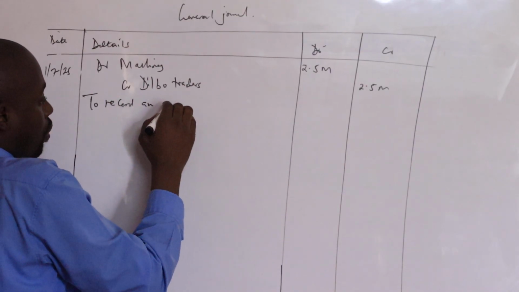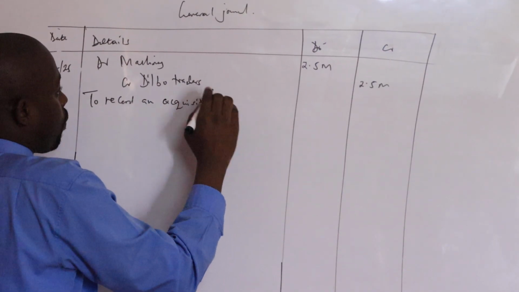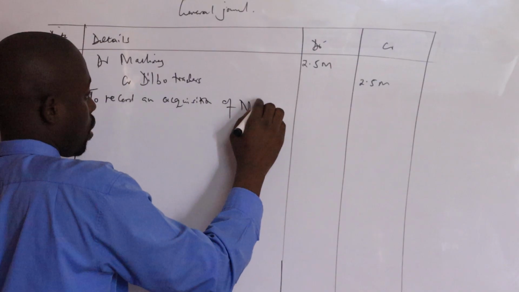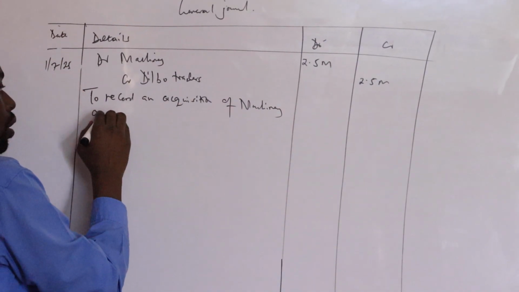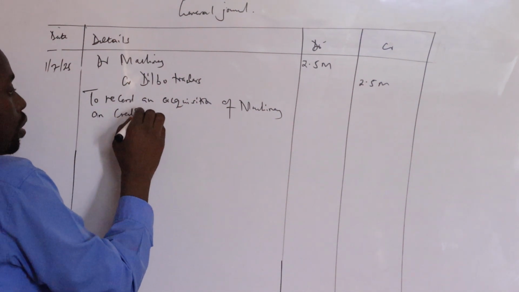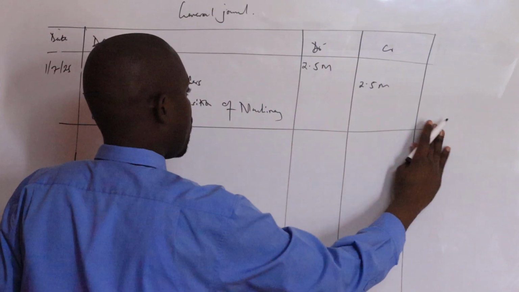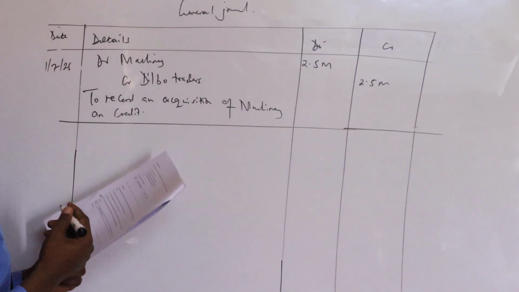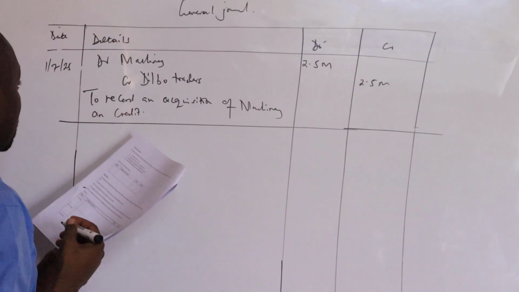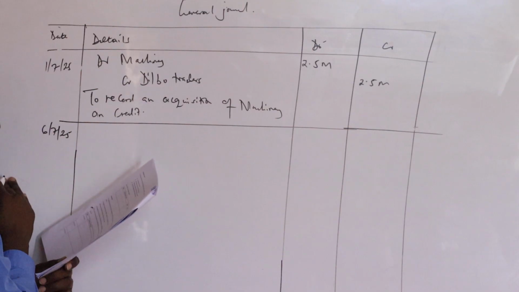I will narrate here by saying we must show narration to record an acquisition of machinery on credit. We draw a line like that, sorry. That's the first transaction.